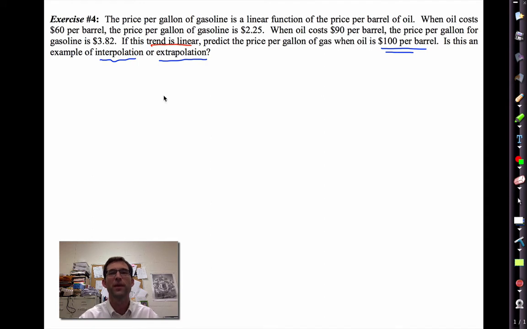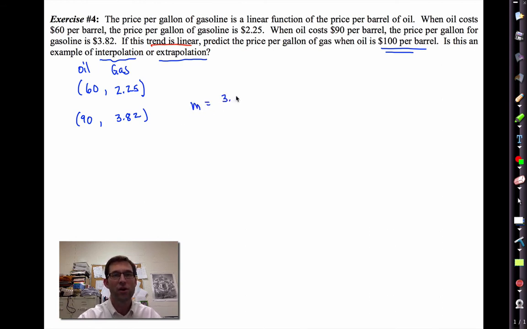All right, let's go through it. Well, first thing I'm going to do is write this down as coordinate pairs. So $60 oil gets me $2.25 gas. $90 oil gets me $3.82. So this is sort of oil versus gas. Oil is my input, gas is my output. Oil price, gas price. So first thing I should do is figure out my slope, which is $3.82 minus $2.25 divided by 90 minus 60.